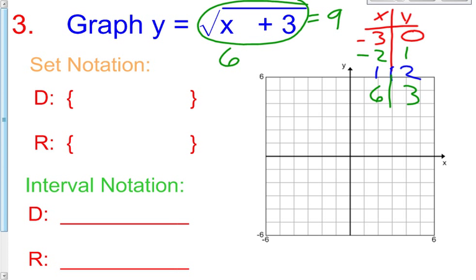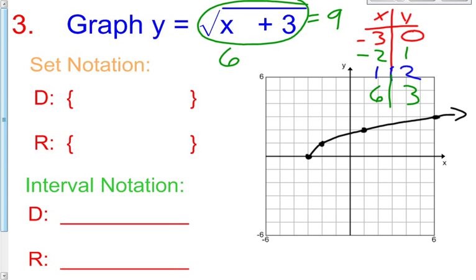A negative 3, 0, right there. A negative 2, 1, right there. Positive 1, positive 2, right there. And then 6, 1, 2, 3, 4, 5, 6, up 3, 1, 2, 3, right there. So now we have our graph that looks like this.